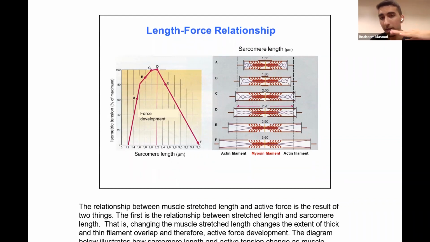In C and D, you notice it's in the optimal state, but in C, it's a bit compressed. So the difference is not much. In E, it's stretched now. Look at the myosin heads. They're not all binding. Look at F. They're not even binding at all. At some point, there will be no tension as you stretch it out. No myosin touching the filament in this graph.